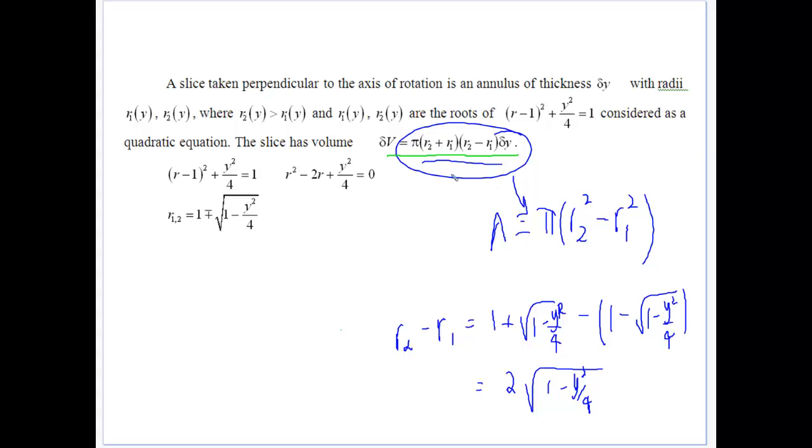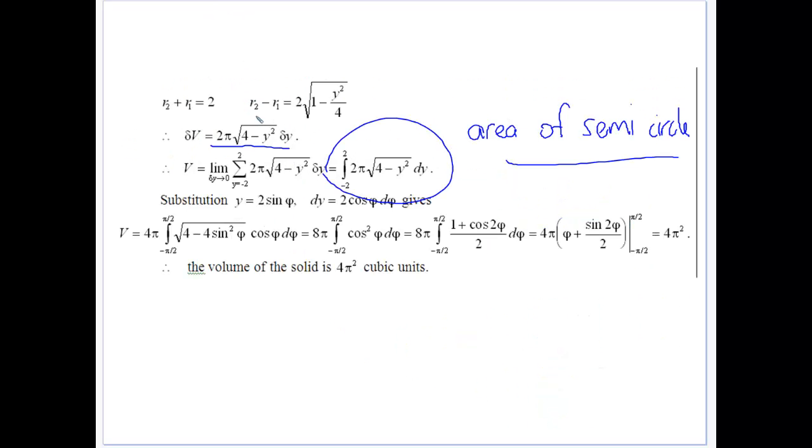And if we do that manipulation and do the r2 squared minus r1 squared, which you get from that, you start to get, well, that part back to that part, and then you can simplify, and it simplifies down when you do the working out to 2 times the square root of 1 minus y squared on 4. So there's that manipulation we get there. So that's going to be our area of the semicircle as such.